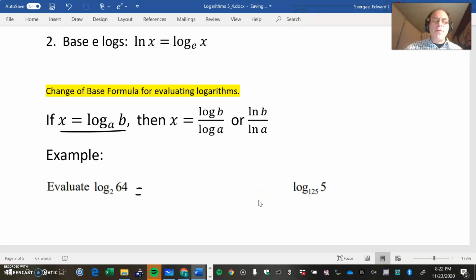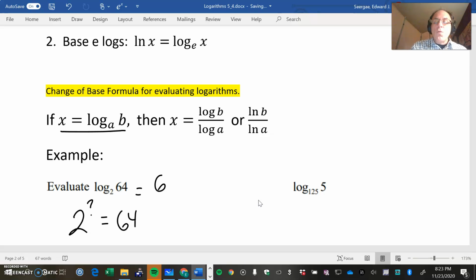So how do we evaluate log base 2 of 64? Well, this was actually in the video. This means that 2 raised to some power is equal to 64. Well, 2 to the 6th power is equal to 64. So log base 2 of 64 would be equal to 6.